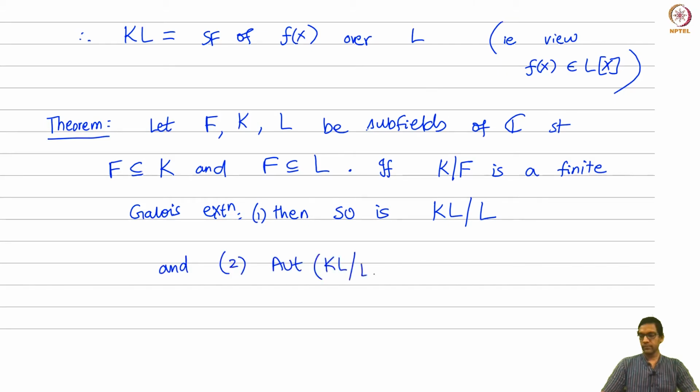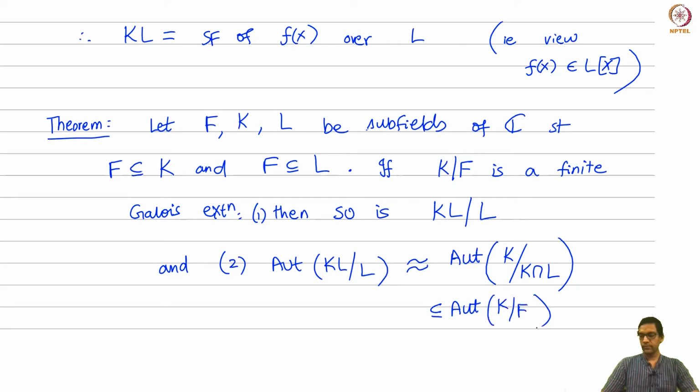How are the two Galois groups related? Okay, so the group of KL over L, well, it's not the same as the other group. It's in fact only a subgroup. Okay, and what subgroup is it? Well, you can actually identify it. It is the subgroup K over K intersection L. Okay, so this, recall, is always a subgroup of the Galois group of K over F.